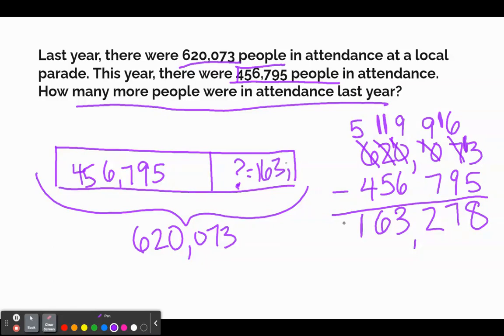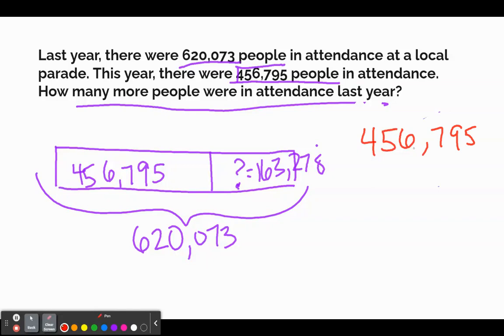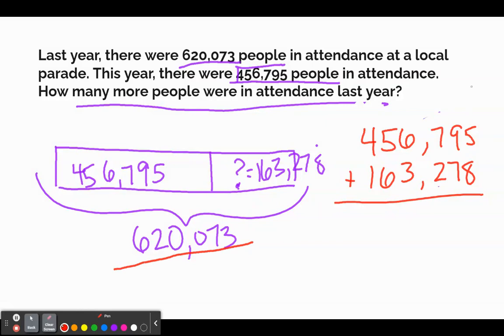So we definitely need to make sure that we did our math right. So this time I am going to go ahead and do that. In order to check my problem, I need to make sure that if I were to add 456,795 to 163,278, that is going to give me 620,073. So we're going to use the standard algorithm.